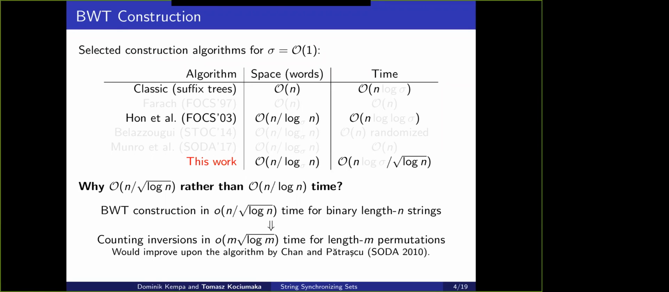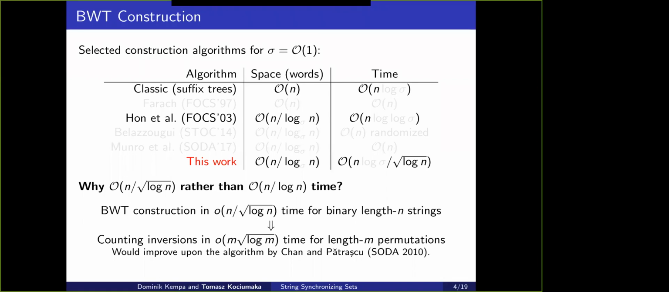Any improvement to our BWT construction algorithm would lead to an improvement in this inversion counting algorithm. And the techniques behind inversion counting are actually the central tool in orthogonal range searching. So unless there is some breakthrough in orthogonal range searching, we cannot hope for better BWT construction, even in the binary case. So essentially, the bottleneck is now not in the pattern matching community, but more in the data structures community.